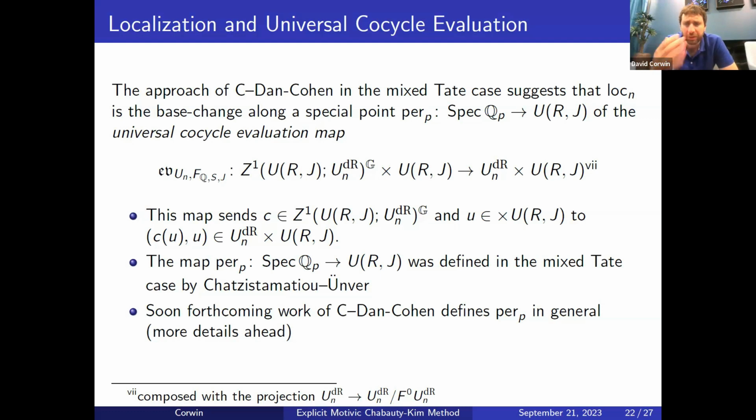That's what we would have thought until some work of mine with Dan-Cohen in the mixed Tate case, some of our papers that came out around 2018, 2019, something like that, which actually says that really everything that's interesting in the localization map, specifically the non-dominance of the localization map, appears already in what I call the universal cocycle evaluation map. What is this? Well, an element of the space of cocycles is a kind of map from U_RJ to U_N^DR, right?